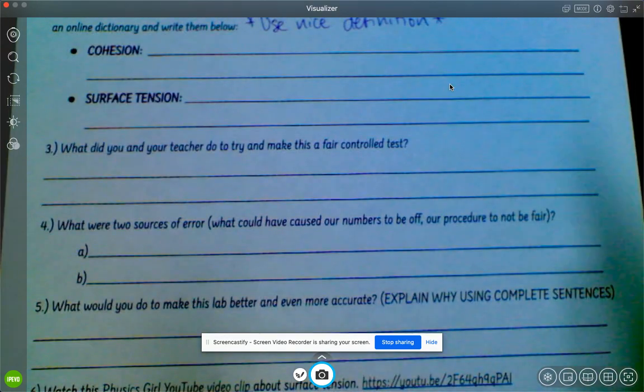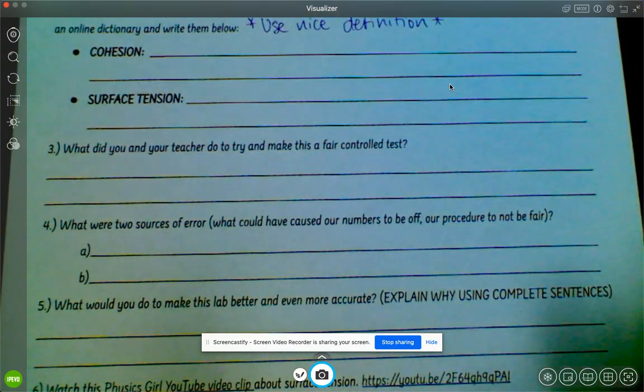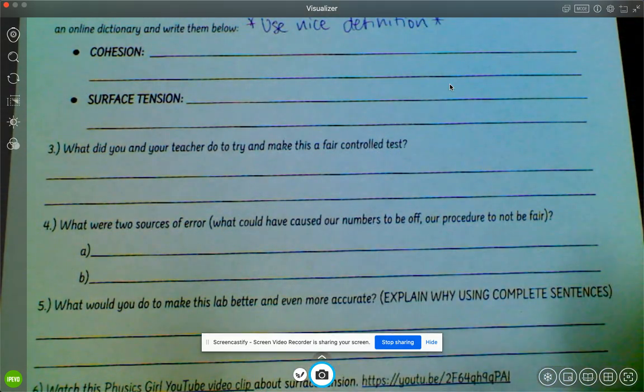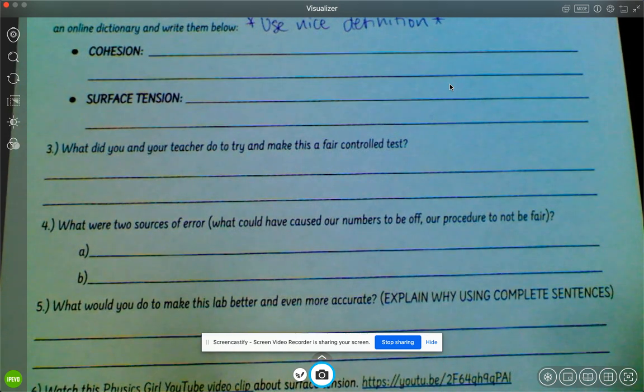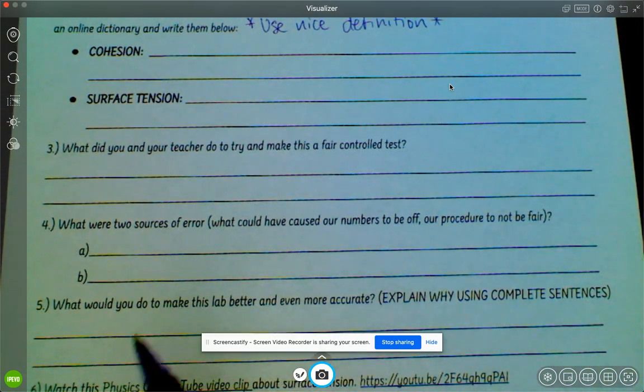One idea could be maybe you didn't have the penny dried off all the way. Maybe it's something to do with how the water was added. Maybe it was something to do with what your penny looked like. Maybe it was how you were putting the drops of water on. You need to come up with 2 there. And then what would you do to make this lab better and even more accurate? Explain why, use a complete sentence.